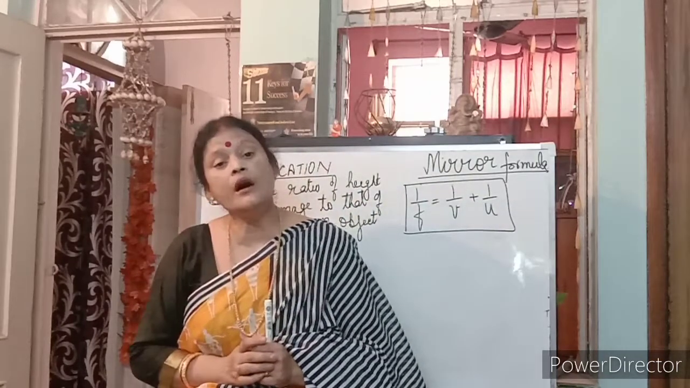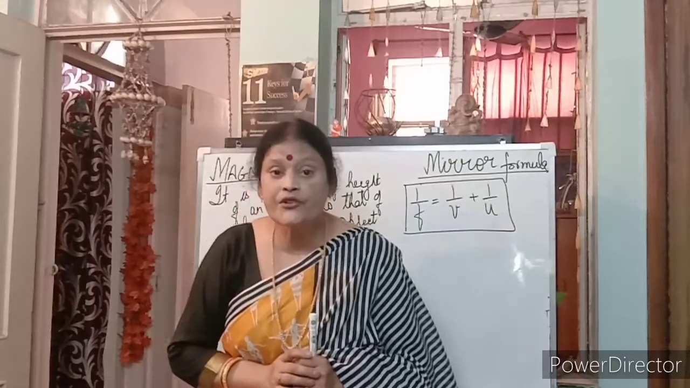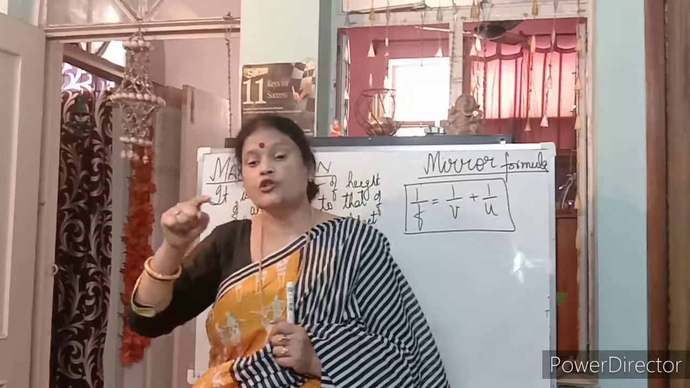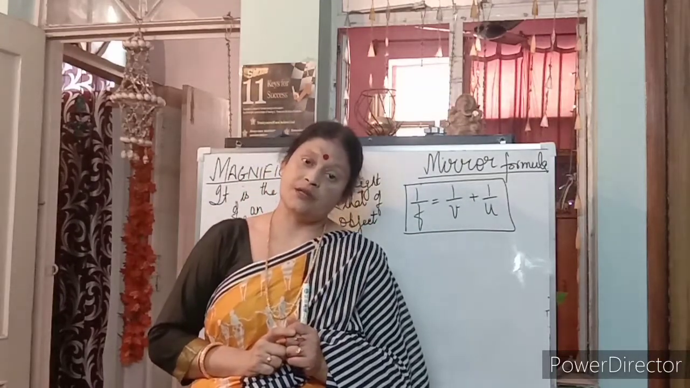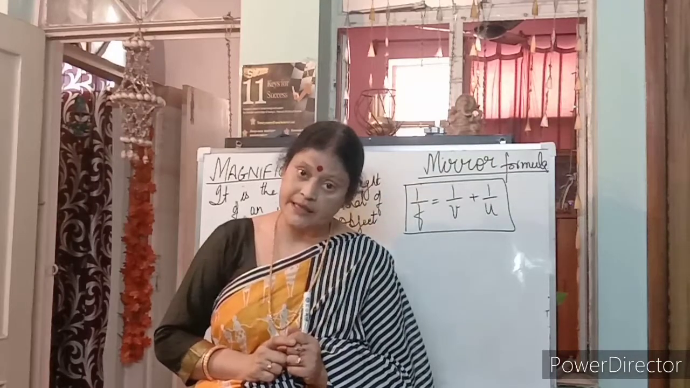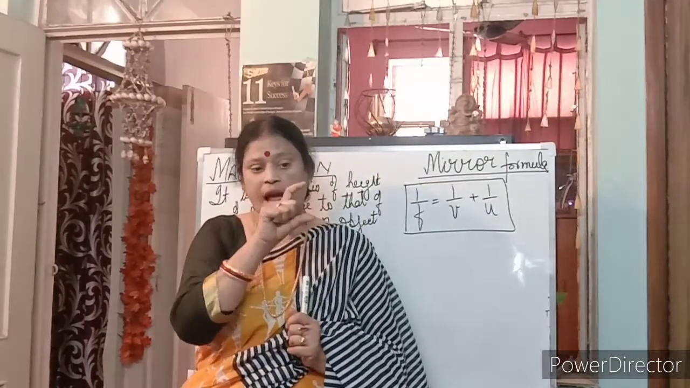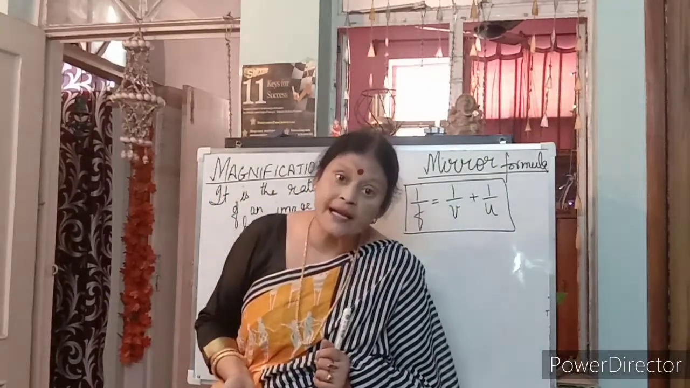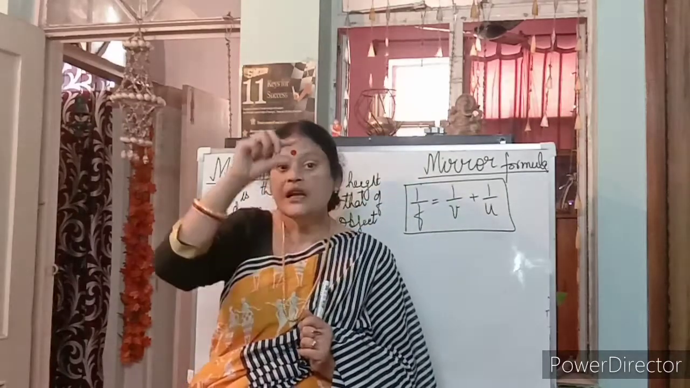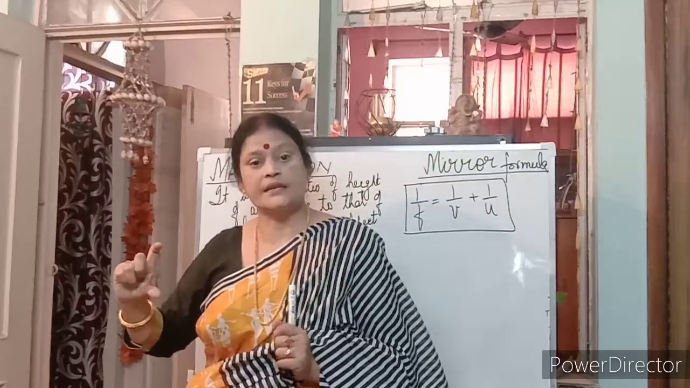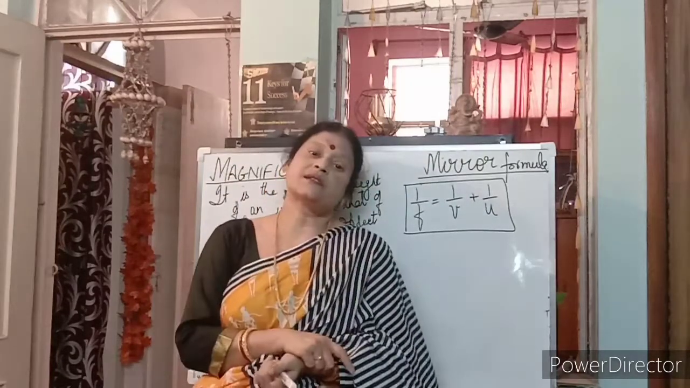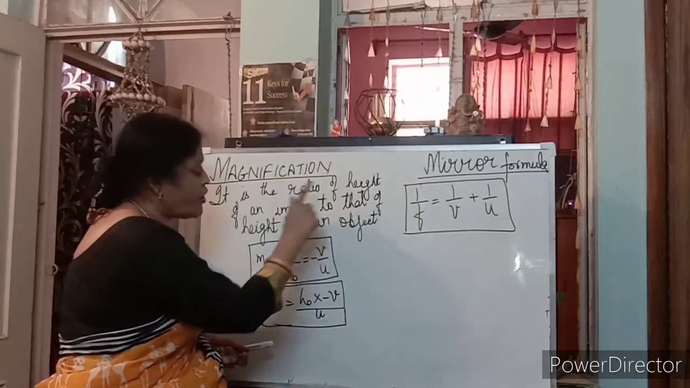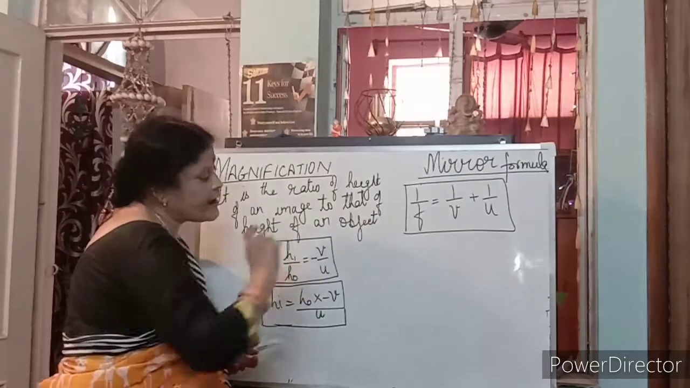Now here in a mirror, what is magnification? Very important: it is the ratio of the height of an image to that of the height of an object. It means the size of the object and the size of the image. Whether it is diminished, enlarged, or highly enlarged, that difference between the object size and the image size, that ratio is known as magnification. What is magnification then? It is a ratio of the height of an image to that of the height of an object.